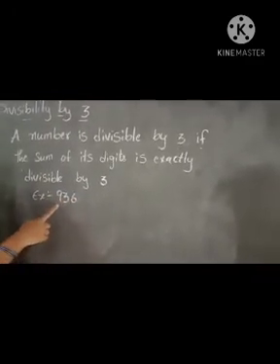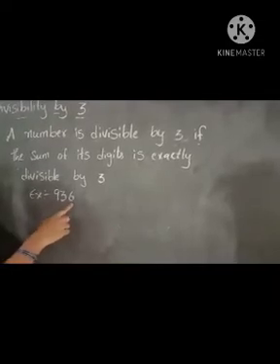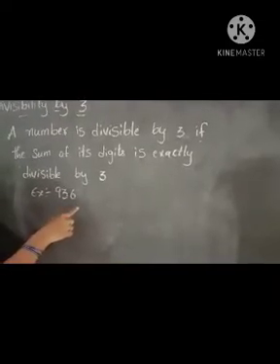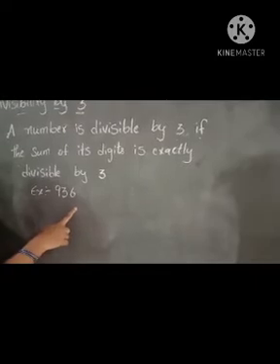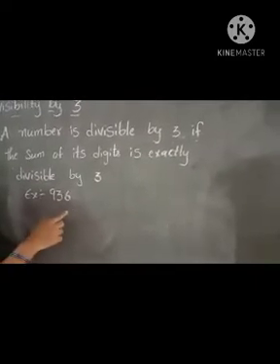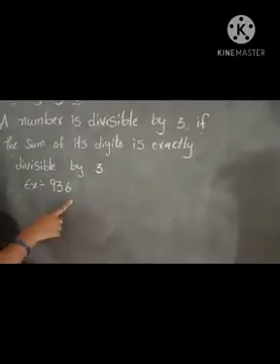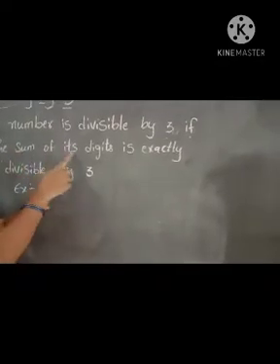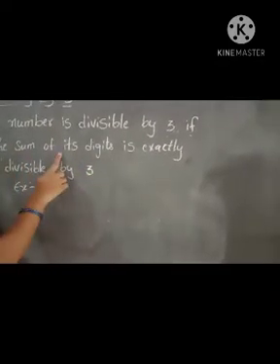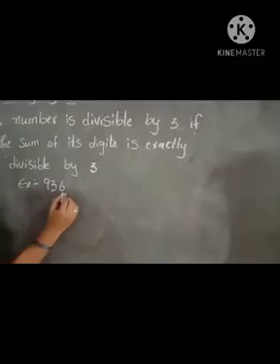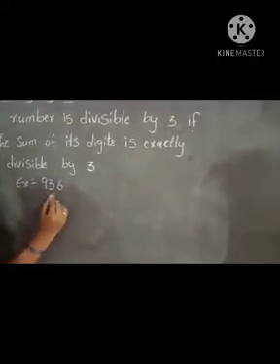See the example 936. What do we have to do here? Tell me, children, what we have to do here. We already discussed it in the previous class. Now, tell me what we have to do here. Yes, very good. The sum of its digits. Sum of its digits means we have to add these three numbers.